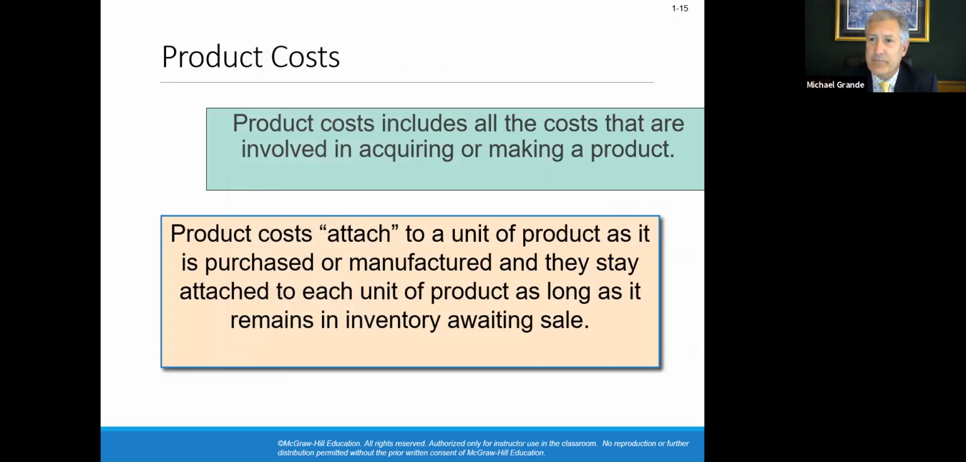Product costs include all costs that are involved in acquiring or making the product. We just talked about that. Direct materials, direct labor, and manufacturing overhead are our product costs. Product costs are attached to a unit of product as it is purchased or manufactured, and they stay attached to each unit of product as long as it remains in inventory.